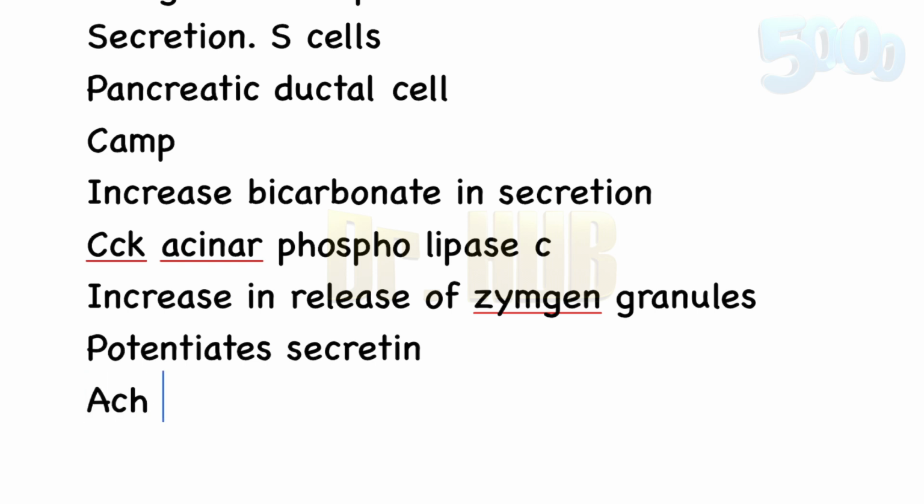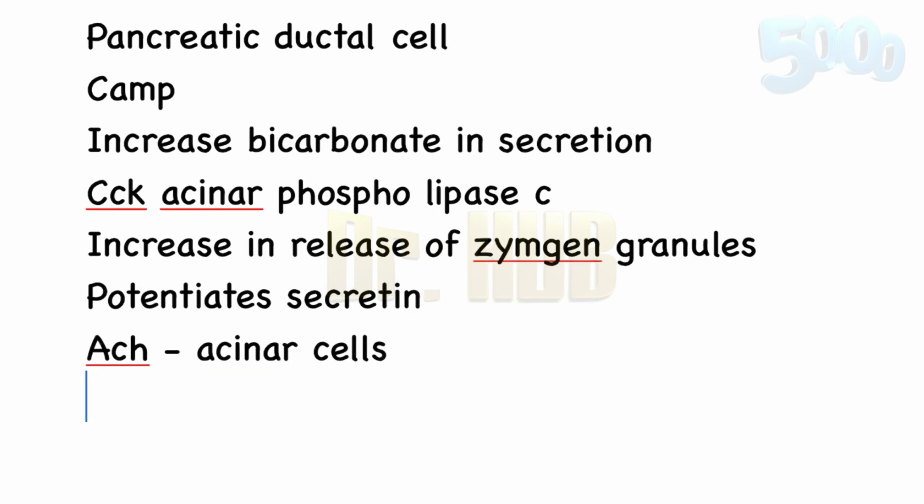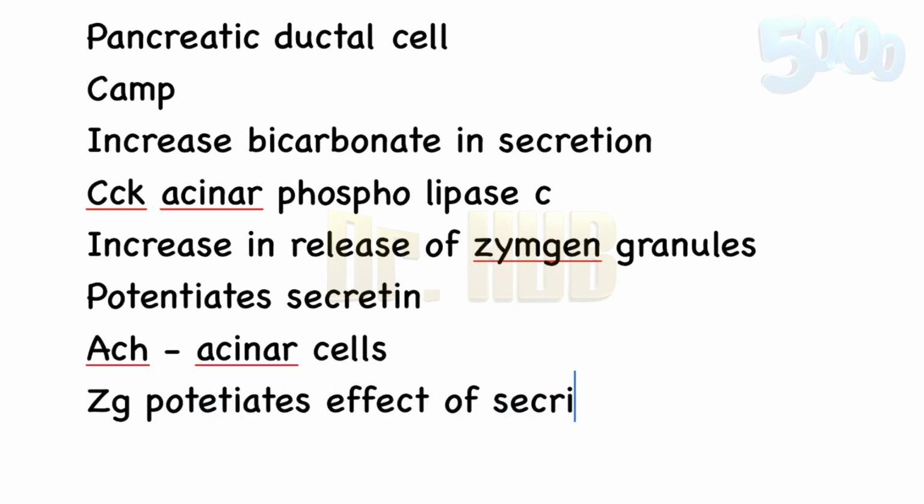Next is the ACh. So here in the ACh, there is a vagus. It acts on the acinar cells. And the second messenger which is involved is a phospholipase C, that is IP3 DAG. So the effect here is very similar, that is increases the zymogen granules. So ZG, zymogen granules. And next what happens is it potentiates the effect of the secretin.